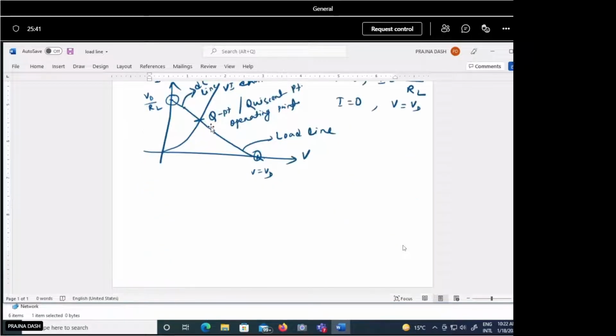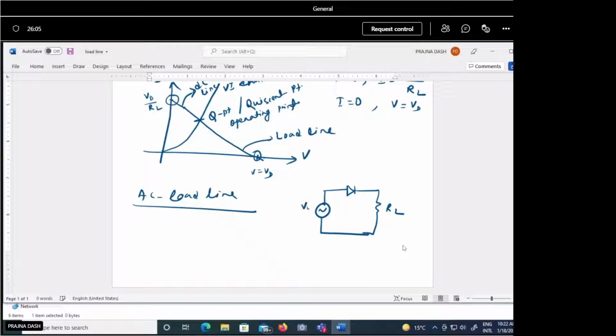If you apply an AC voltage, then we will have the AC load line. So instead of taking the DC voltage, if you apply an input voltage that is alternating, then this is the diode, and this is the load resistance RL. Suppose this input voltage is AC. AC means there must be some range of voltage, varying from this to this. One will be your minimum, another will be your maximum value. So Vin is usually written to represent the positive peak. So this Vin voltage is in AC form.